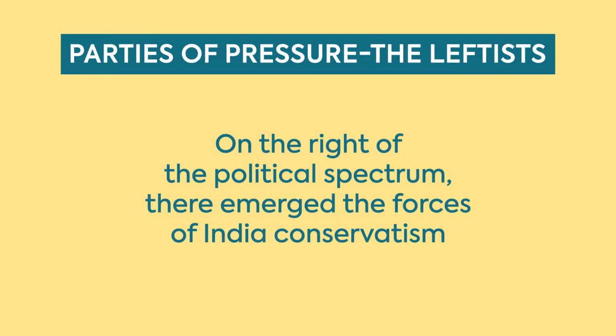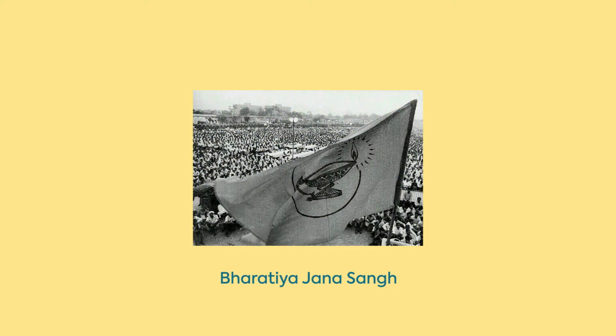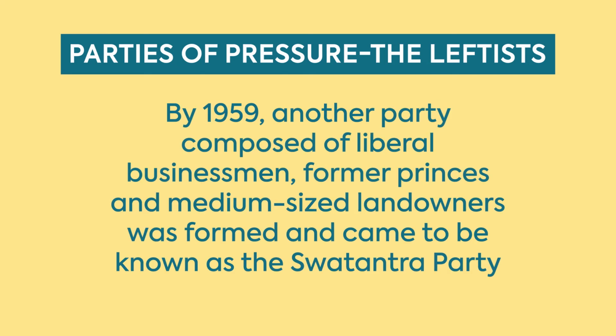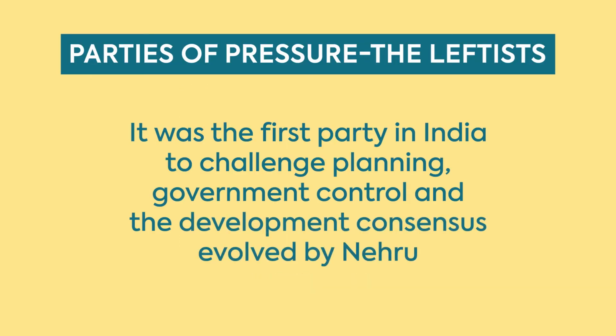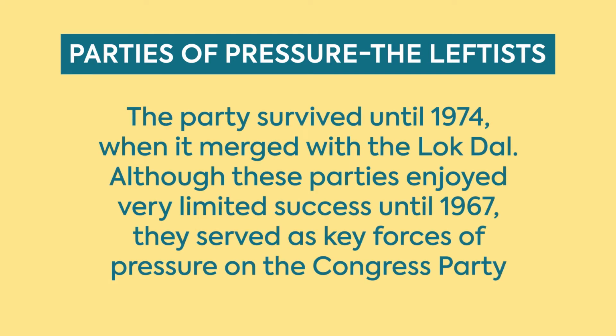On the right of the political spectrum, there emerged the forces of Indian conservatism. The first major political party to develop to the right of the Congress was the Jan Sangh, founded in 1951. By 1959, another party composed of liberal businessmen, former princes and medium-sized landowners formed a political party which was called the Swatantra Party. It was the first party in India to challenge planning, government control and the development consensus evolved by Nehru and the INC. The party survived until 1974 when it was merged with the Lok Dal.